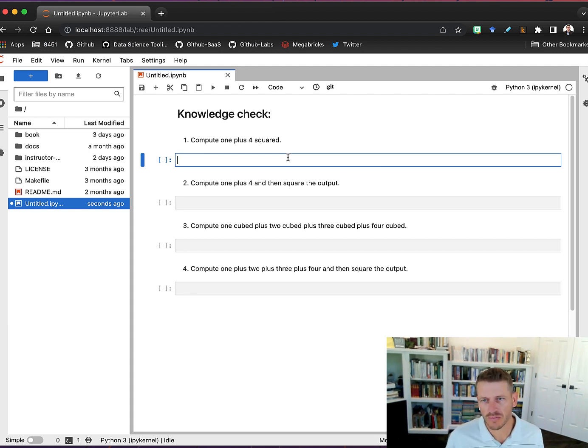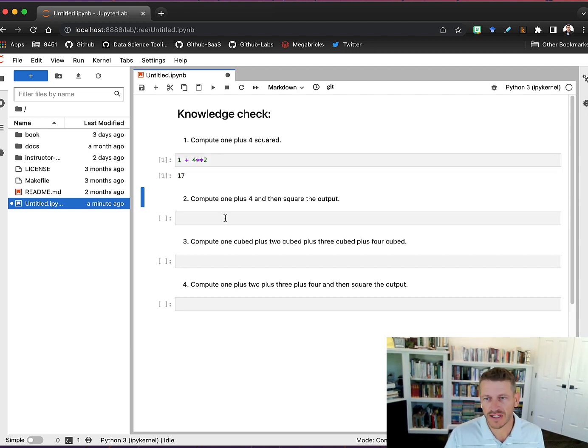So let's look at number one here. Compute 1 plus 4 squared. All right, so this is just going to be 1 plus and then 4 squared, in any type of exponential operation we do with the double asterisk sign. And since this is going to follow the normal order of operations, we will perform 4 squared first, and then we're going to add 1, and we should end up with 17 as expected.